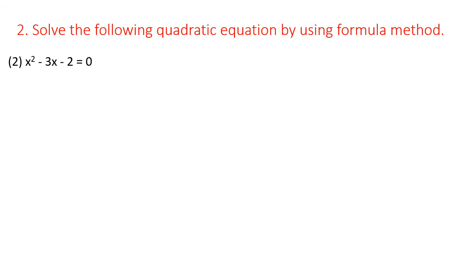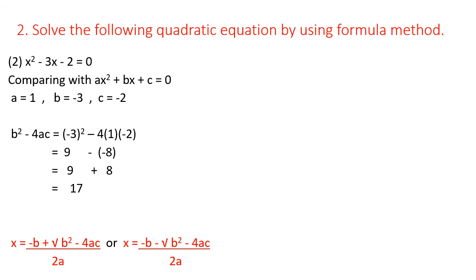Now next, x square minus 3x minus 2. So here again we are going to compare this, and we are going to write down like this. See, comparing with ax square plus bx plus c is equal to 0, we get a is equal to 1, b is equal to minus 3, and c is equal to minus 2. Then we find out what is b square minus 4ac. So b square is minus 3 square minus 4, a is 1, and c is minus 2. Then square of minus 3 is 9, 4 into 1 is 4, and 4 2s is 8.